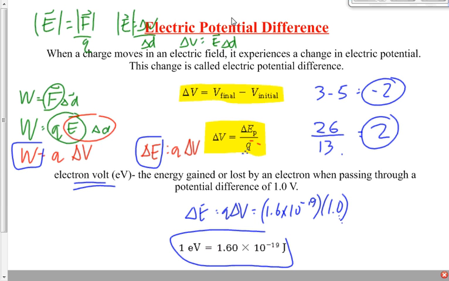So when you're measuring a lot of energy, like you are when you measure the amount of energy that you consume electrically in your house, we want a big unit, kilowatt hours. When we're talking about the energy gained by an electron, we probably want a small unit, maybe an electron volt, 10 to the minus 19 joules.